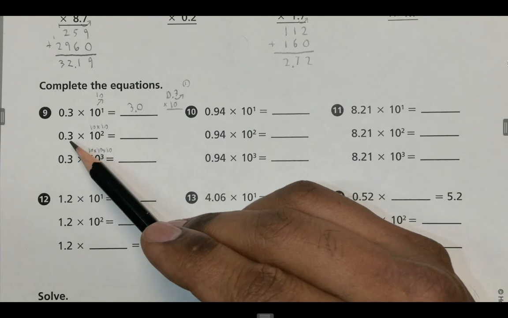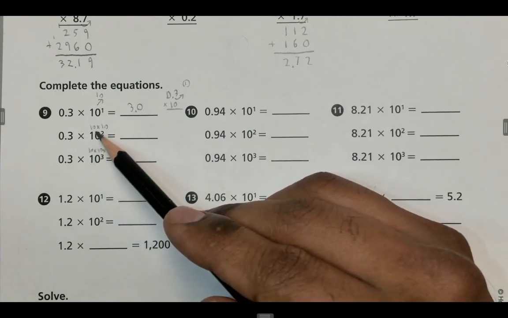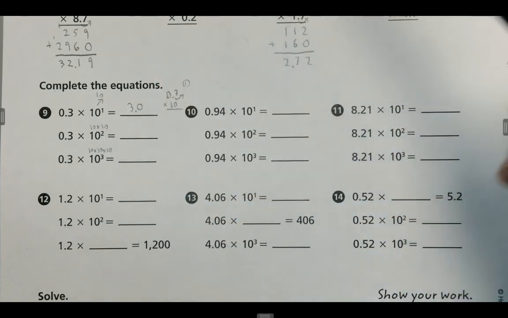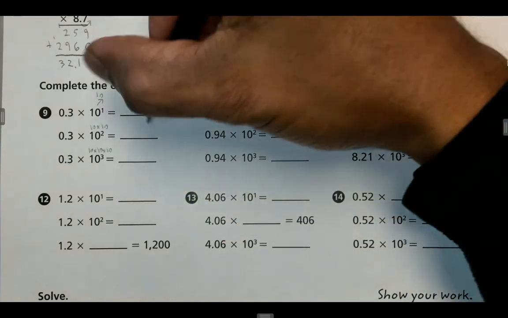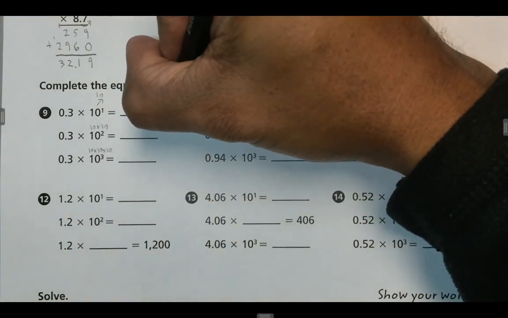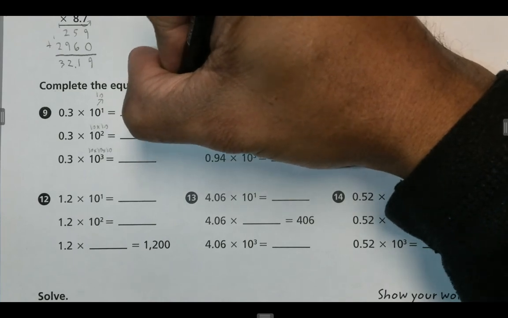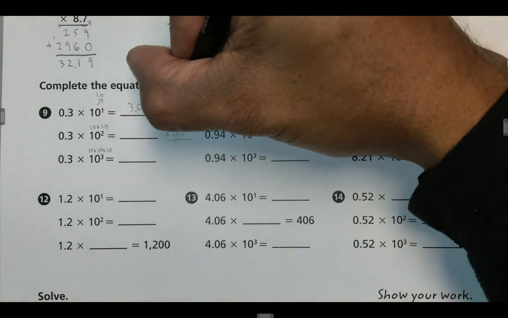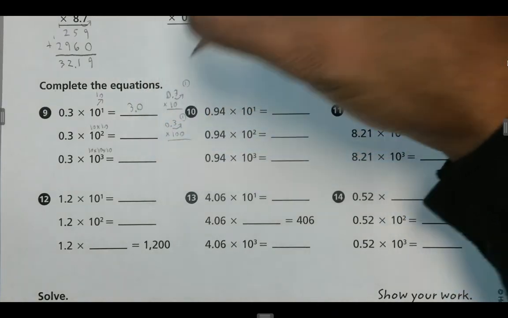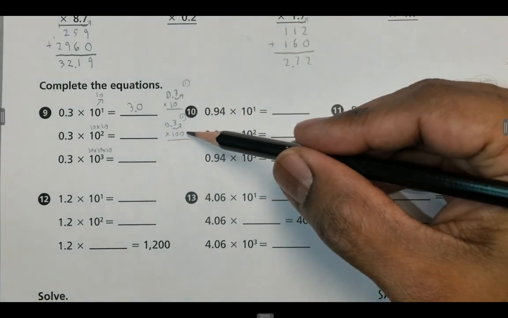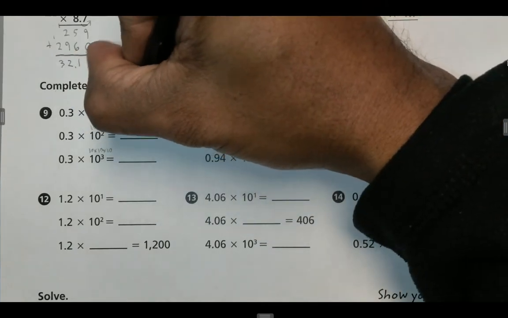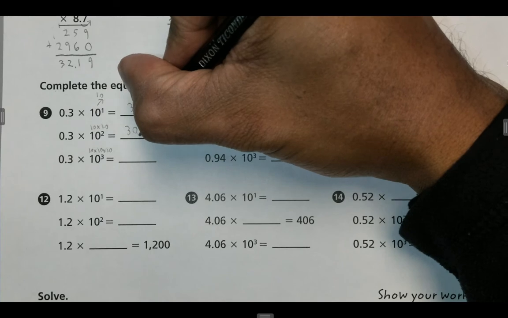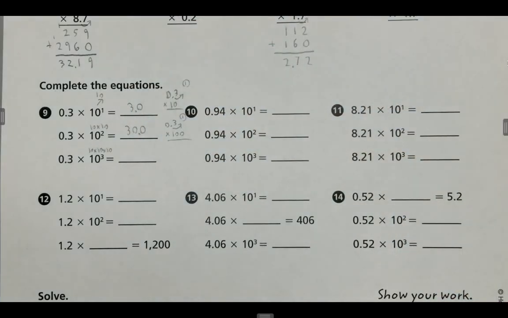For this next one, 3/10 multiplied by 10 to the second power. Well, 10 to the second power is 10 times 10, or 100. So let's work that out here. 3/10 times 100. Clear out my decimal point. Whoop, one push will do it. 3 times 100 is 300. And then I've got to come in one place from the end. Get an answer of 30.